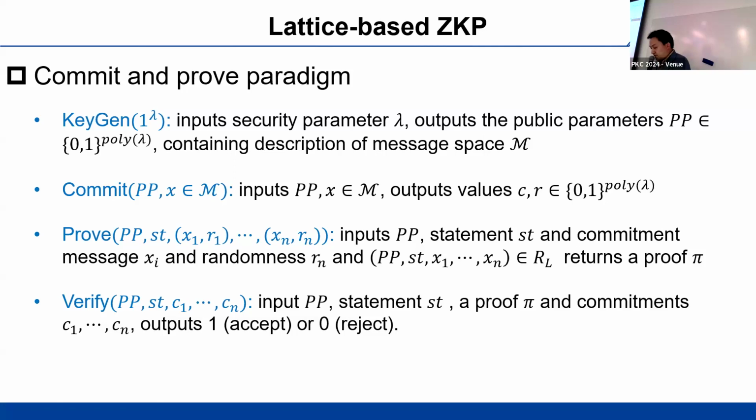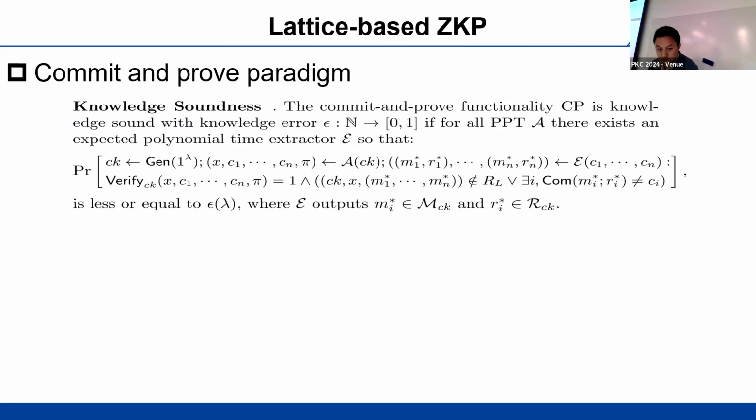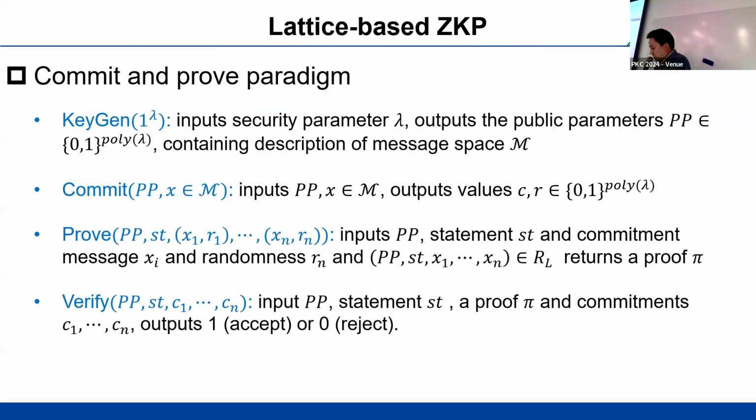During the proof phase, it takes PP, a statement, and the committed message and randomness pairs as input and then returns a proof pi. The verify algorithm takes PP, a statement, a proof pi, and the commitment as input, and accepts or rejects. So the paradigm is straightforward and it follows the composition of a commitment scheme and a ZKP.